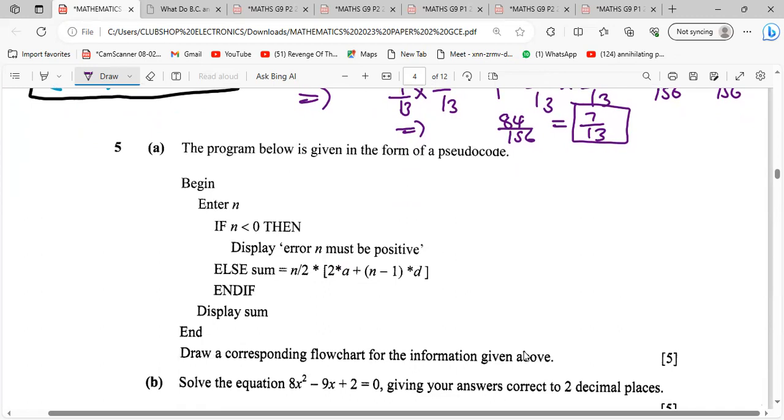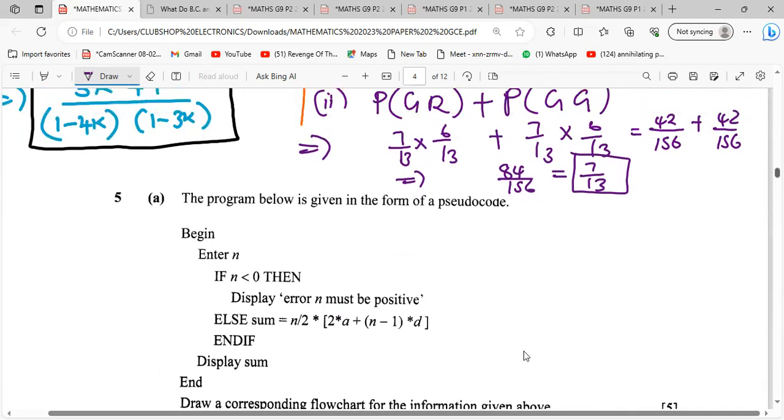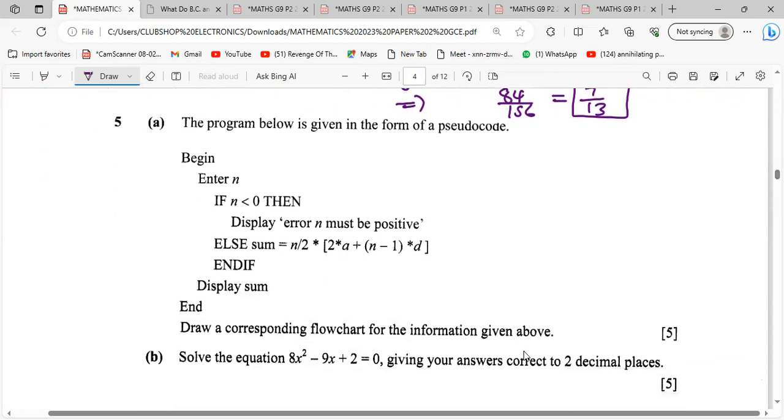Okay, we go to question 5. We'll do question 4 in the next lesson because I need to have the instruments.